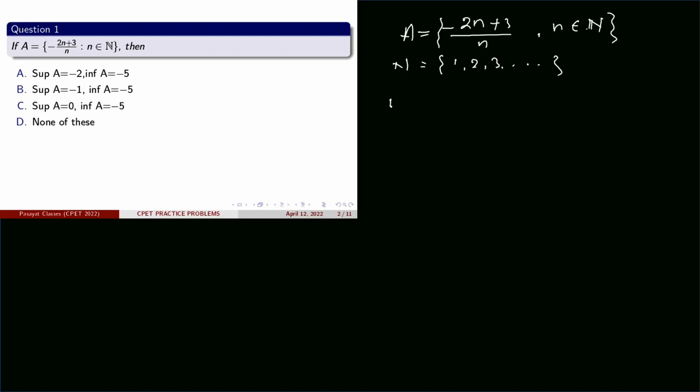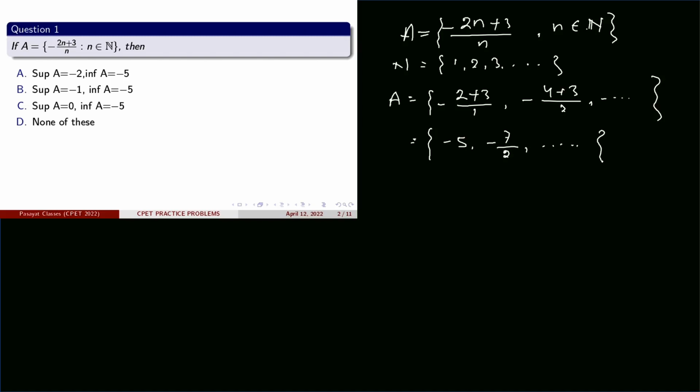the set A consists of elements: minus of (2 plus 3) by 1, comma, minus of (4 plus 3) by 2, comma, dot dot dot. This type of elements are present. Also on calculating this we get minus 5, comma, minus 7 by 2, comma, dot dot dot.